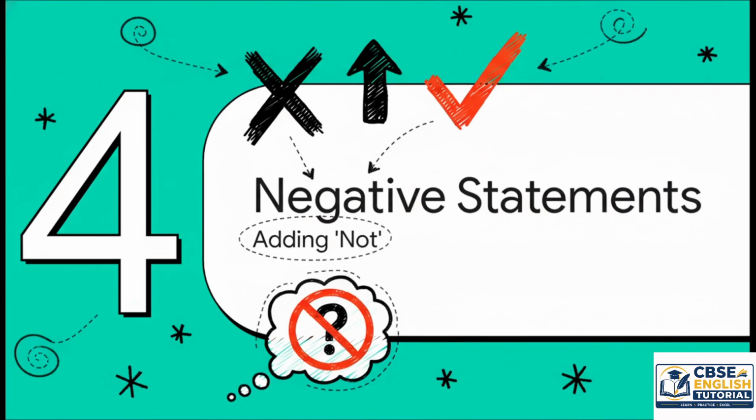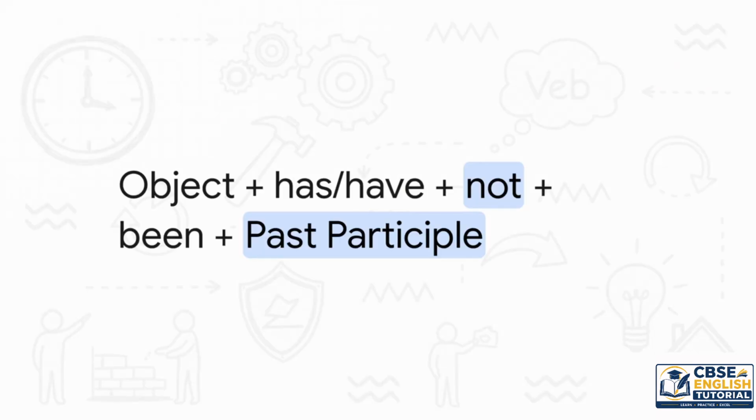But wait, what if you want to say the action hasn't happened? Well, turning a positive into a negative is incredibly easy. All it takes is one tiny little word. So look at the formula now. It's almost identical. You just take the word not and you slide it right in there between has or have and been. That is literally the only change you have to make.